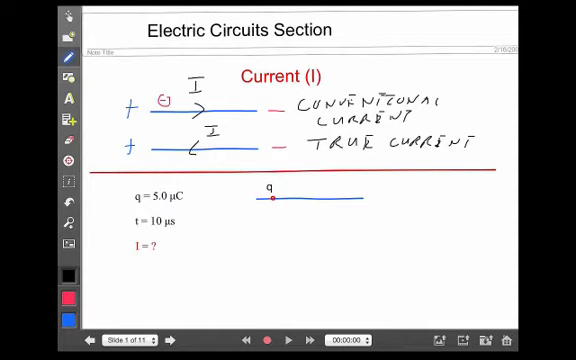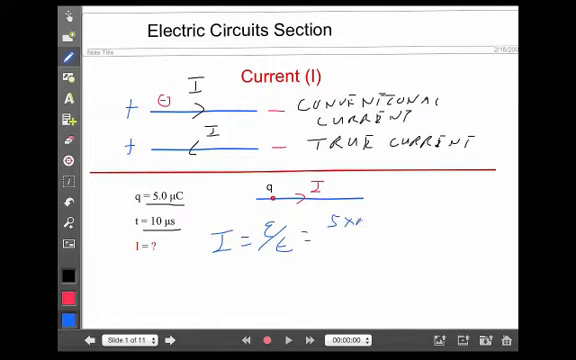Now, if current is the rate at which charge flows, and let's say we have 5 microcoulombs of charge traveling every 10 microseconds through our wire here, how much actual current does that give you? Well, current is the rate of flow of charge, Q over T.